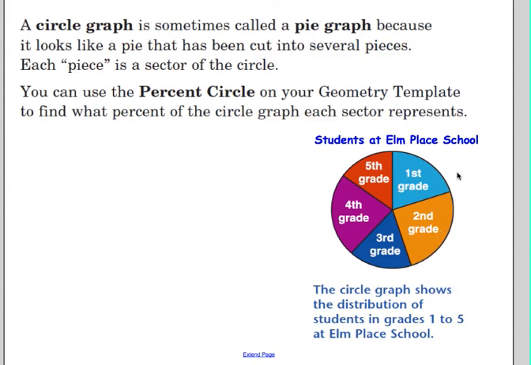So here we have a circle graph of students at Elm Place School. It shows the distribution of students in grades 1 to 5. We can easily look at this graph and see a few things. We can see that 5th grade is the smallest grade level. And we can see that 2nd grade is probably the largest, although it's very close to 4th grade. If we wanted to know the exact percents, we could use the percent circle on our geometry templates to measure them.